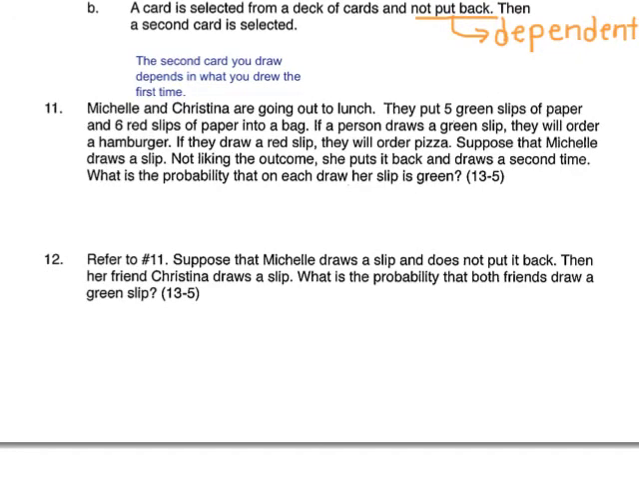Michelle and Christina are going out to lunch. They put 5 green slips and 6 red slips in a paper bag. If they draw a green slip, they order a hamburger. If they draw a red slip, they order a pizza. An unusual way to order lunch, but okay. Suppose that Michelle draws a slip. Not liking the outcome, she puts it back. And the fact that she puts it back makes a big difference. That makes these independent events. So as soon as she replaces it, it's independent.